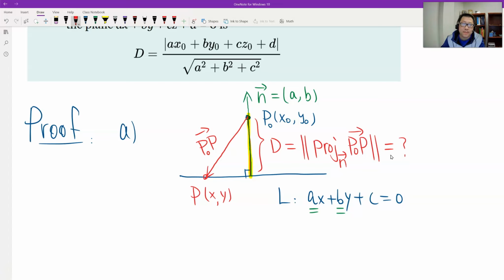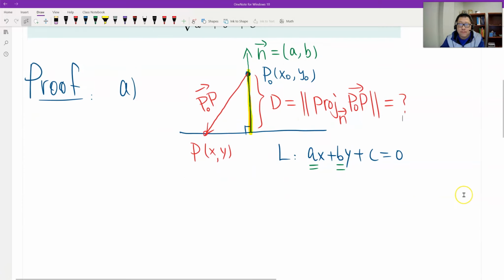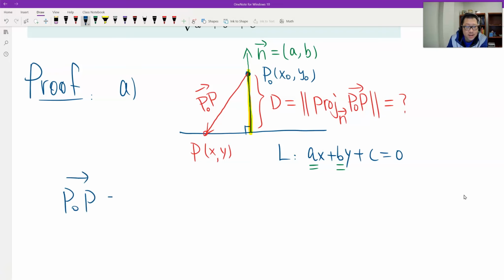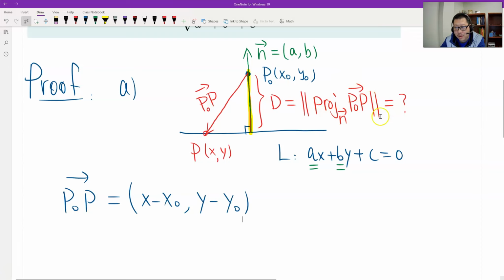Now let's do the calculation. All we need is to find everything, right? First, the normal vector n we already have. What is P0 to P? I know, which is the point P minus the point P0. That's (x minus x0, y minus y0). Good. And then I find the projection.